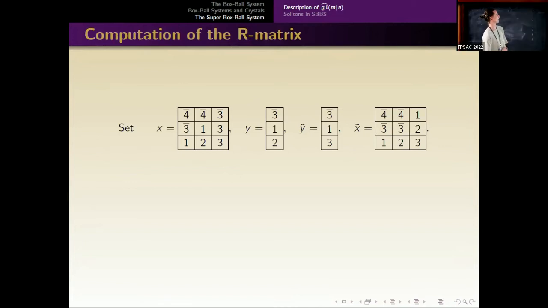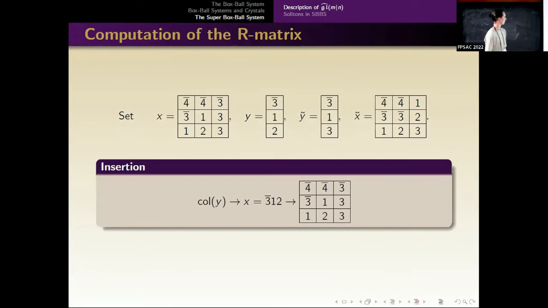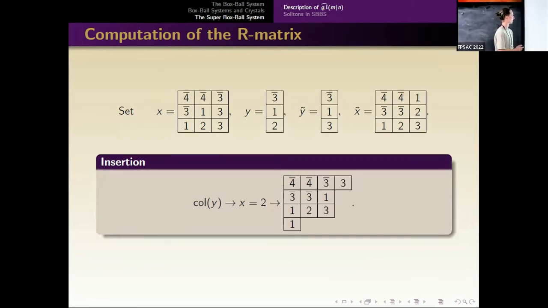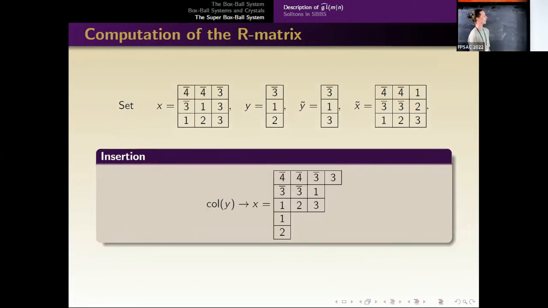If we set the following tableau, we want to check whether or not the R matrix applied to x tensor y is equal to y tilde tensor x tilde. And we do this via the column insertion. So we insert the column reading of y into the tableau x. The column reading of y is given by 3 bar, 1, 2. And we begin by inserting 3 bar into the tableau. I won't go through all the bumping in the essence of time. So we obtain the following tableau after we insert 3 bar. We then insert 1 via the process, and then we insert 2. And we're left with the following tableau.